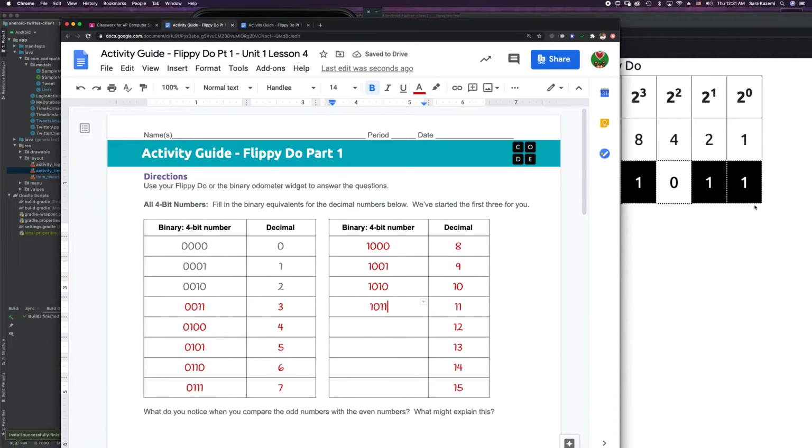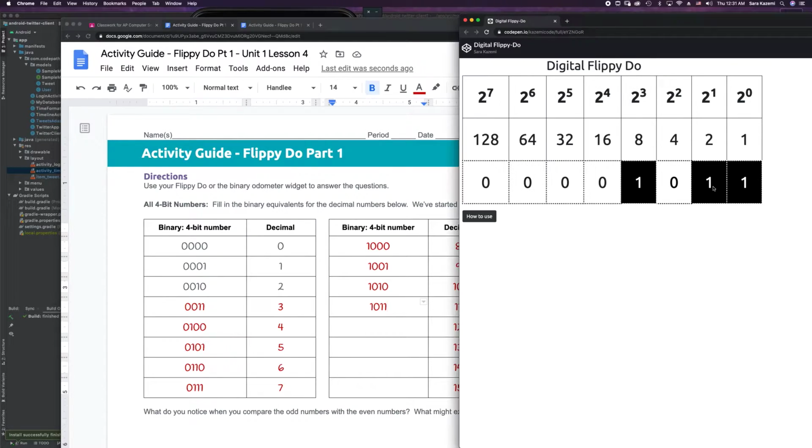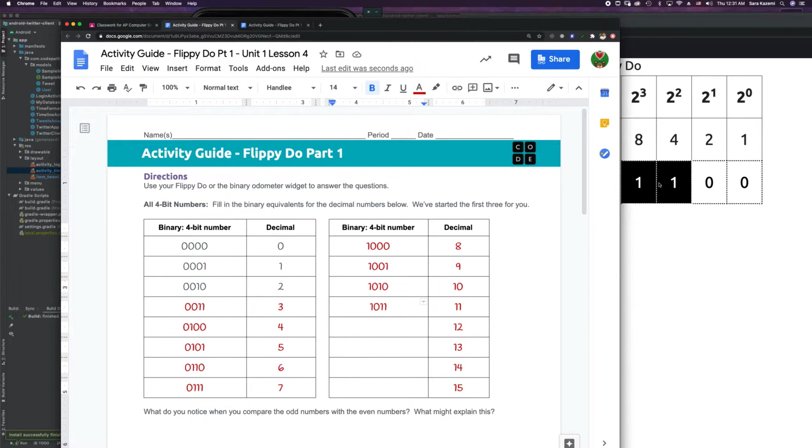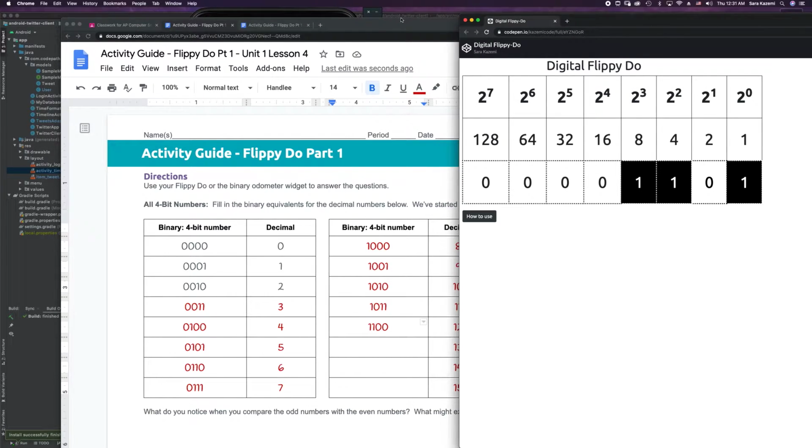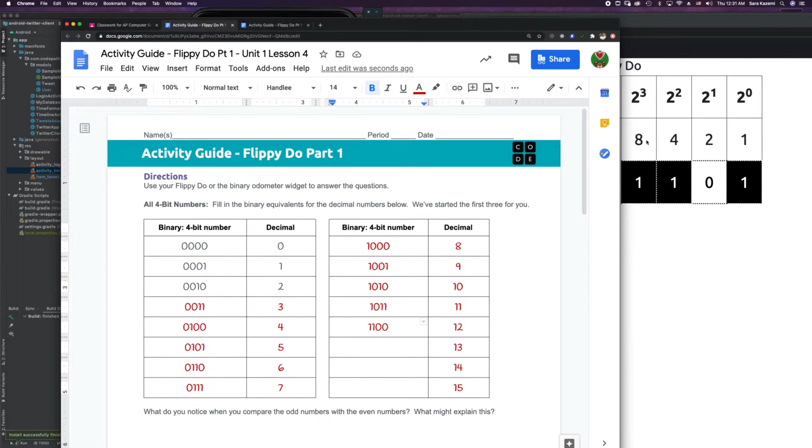And then I need to make 12. So I know that 8 plus 4 is 12. So that means I need to unflip the 2 and the 1, and then flip the 4. 8 plus 4 is 12. So I know my binary number is 1100. And then I also need now 13, so I could add 1 to that, so I'll flip the 1's bit. And 8 plus 4 is 12, plus 1 is 13, so I know that this next binary number is going to be 1101.